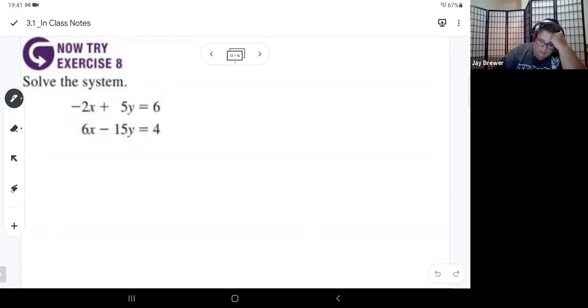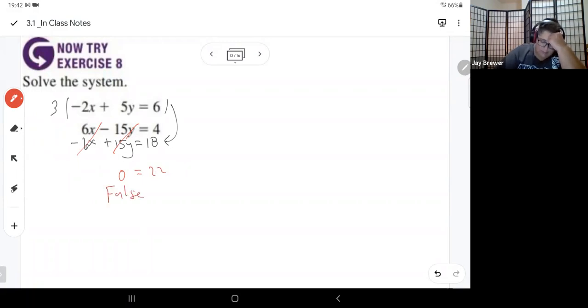Here what you're going to notice is, let's just go ahead and multiply the top by 3. And instead of writing it anywhere else, we're just going to write it right down here. So that's going to give us a -6x, positive 15y, and a positive 18. So what you notice here is that these variables disappear. They cancel out. So we're just left with 0 equals 22, which is a contradiction or a false statement.